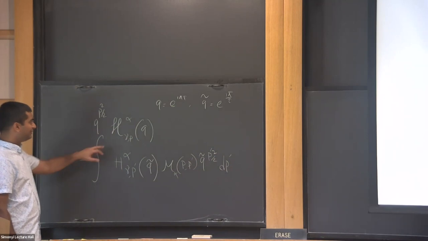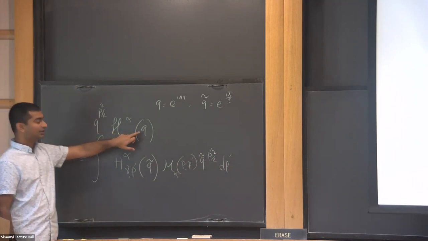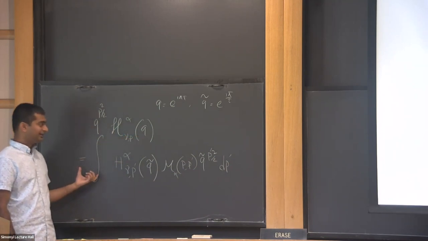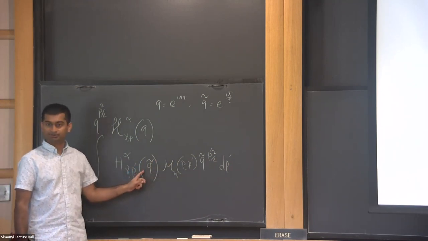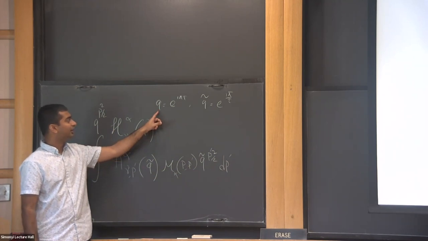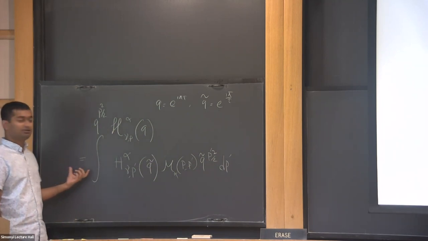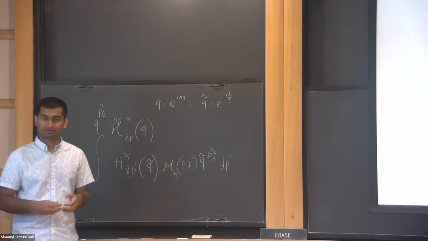Now suppose you want to study this conformal block as q goes to one. If you know this relation, it's equivalent to studying the conformal block as q tilde goes to zero, because when q goes to one, q tilde goes to zero. This is called the modular equation, and it induces this modular structure over the space of conformal blocks.